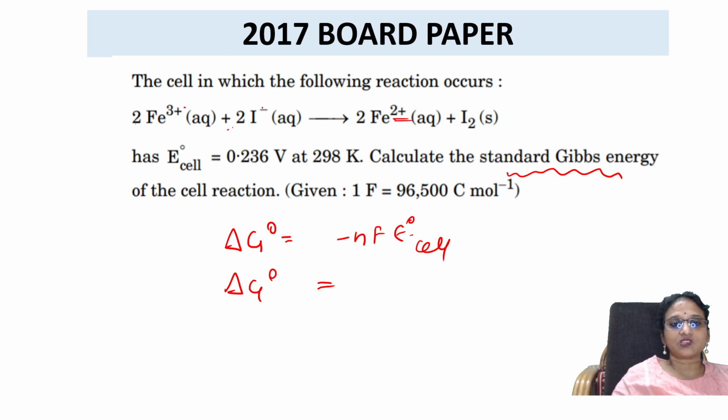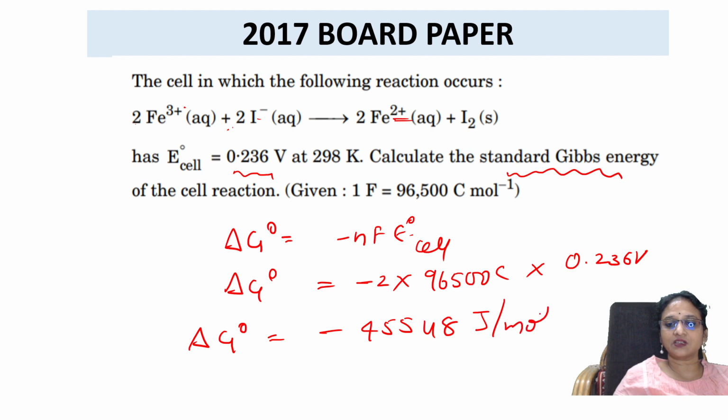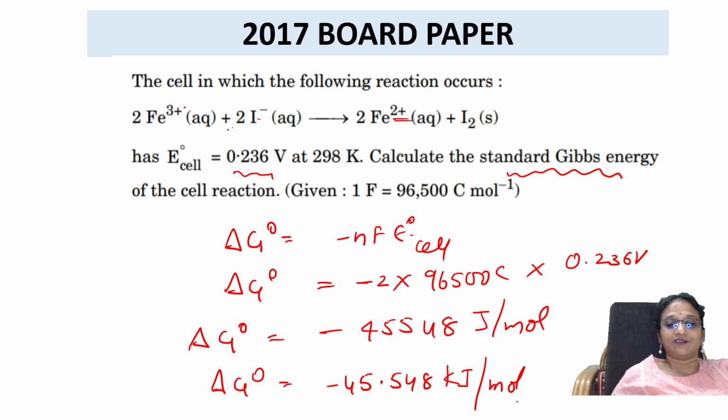Plus 2 and minus 2, so minus 2. Faraday is how much? 96,500 coulombs. E naught cell is how much? They have given me 0.236 volts. Now you calculate. You'll be getting an answer around. I got it as 45. Check whether you have also got the same answer. If I convert into kilojoules, it becomes 45.548 kilojoules per mole. We will simplify it and make it nearby to the significant figure.